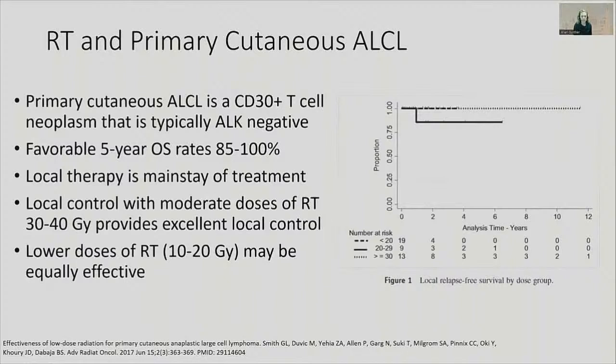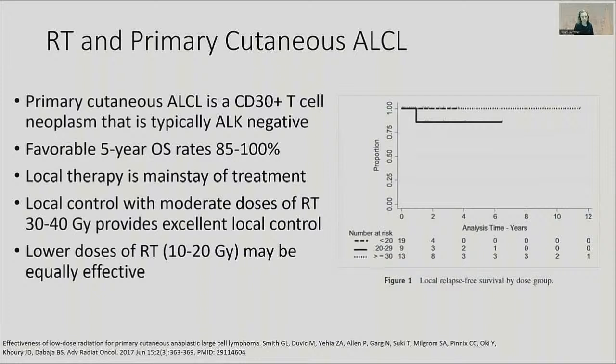A lot of the data on the management of patients with radiation is extrapolated from patients with another entity called primary cutaneous anaplastic large cell lymphoma. This is an anaplastic large cell lymphoma that is a CD30 positive T-cell neoplasm, like breast implant associated. The primary cutaneous variant is typically ALK negative. It has a very favorable prognosis, with 5-year overall survival rates of 85 to 100%. Local therapy is really the mainstay of treatment, which is why more is known in terms of radiation for this entity. For patients with localized disease, radiation is often considered.